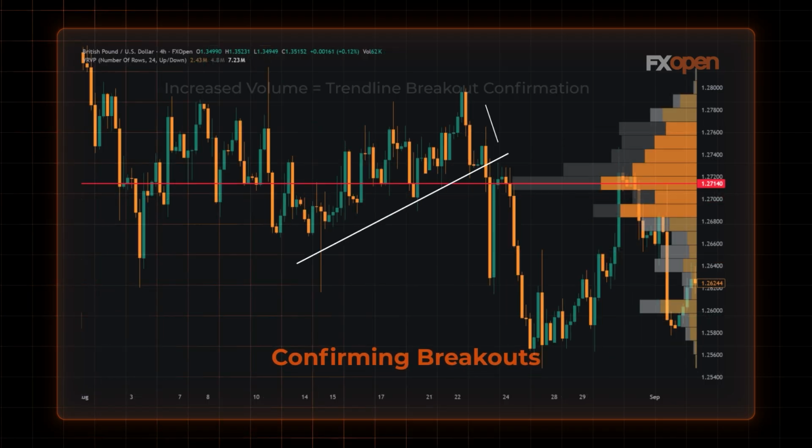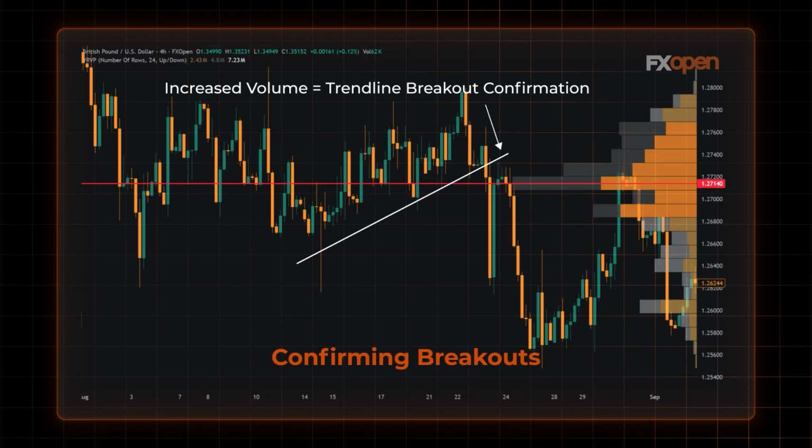The third option is to confirm breakouts. The VPVR may also help confirm breakouts. When price breaks through a key level with strong accompanying volume, the move gains credibility. High volume during a breakout means traders are backing the new direction.